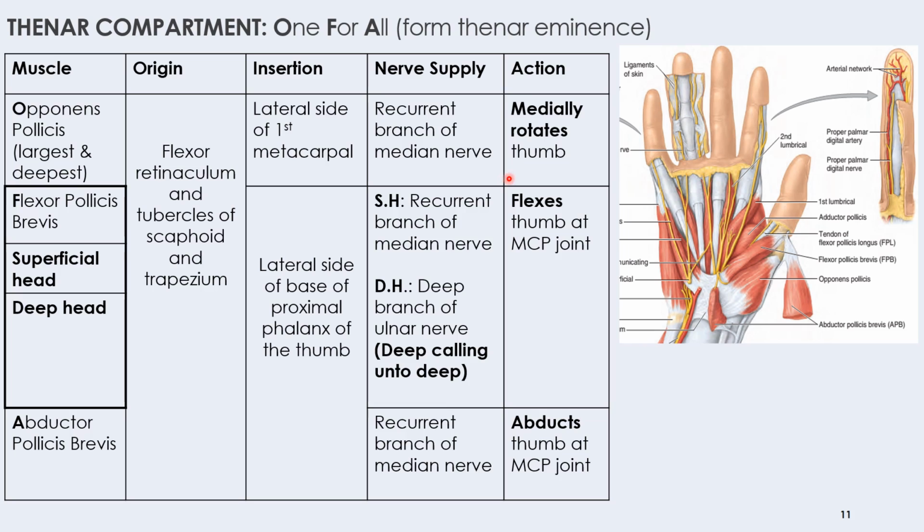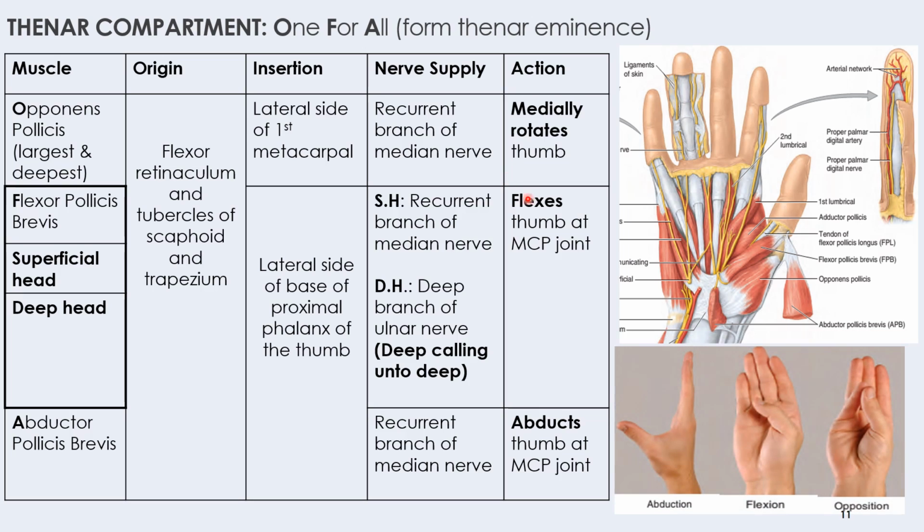And the opponens pollicis medially rotates the thumb. This is what our opponens pollicis does here. And yeah, the thenar compartment muscles help to form the thenar eminence. That's the bulge, and we can see this bulge over here.